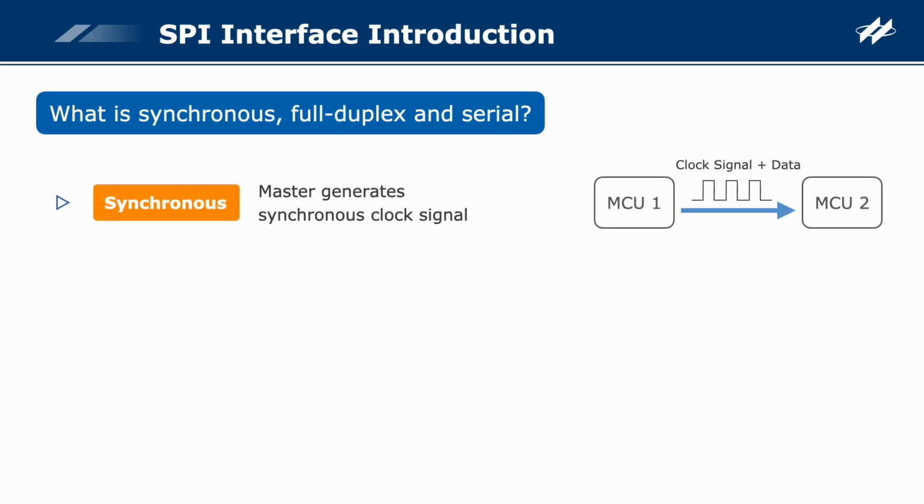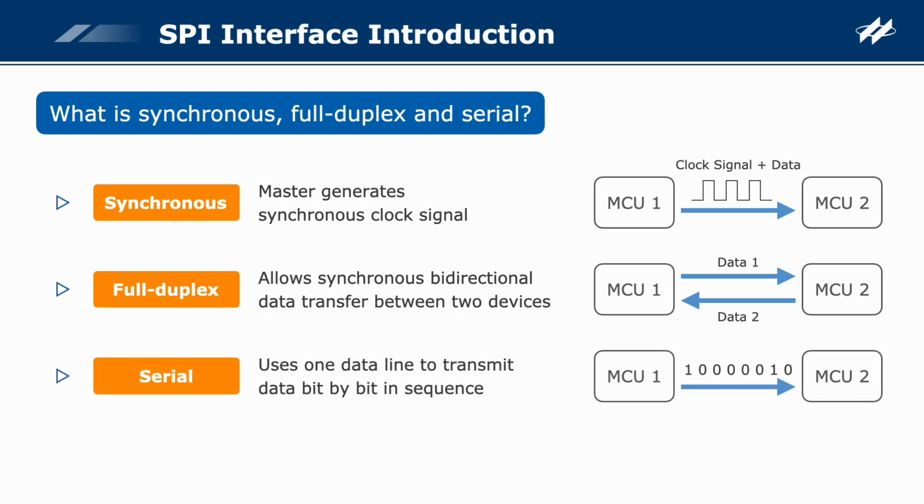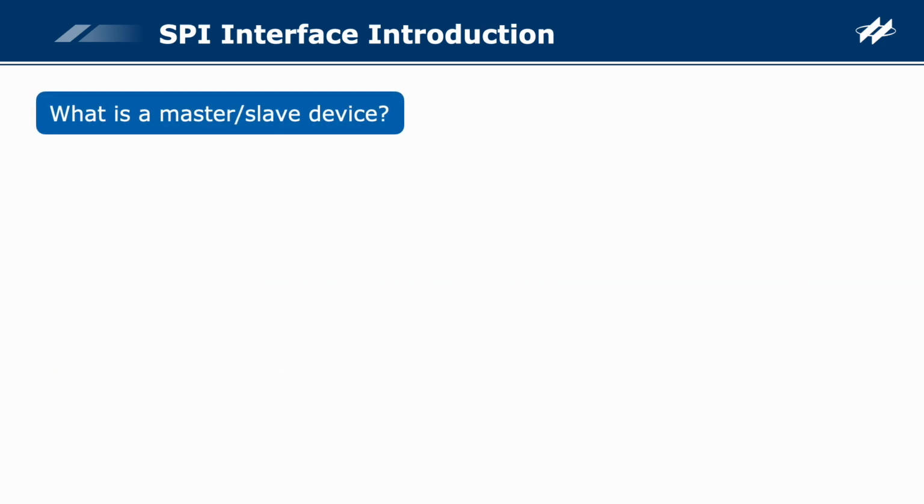Synchronous means the clock signals of the transmitter and the receiver must be the same, with the master providing the clock to the slave. Full duplex means to allow synchronous bidirectional data transfer between two devices. And serial means to use one data line to transmit data bit by bit in sequence. Then what is a master and a slave device?